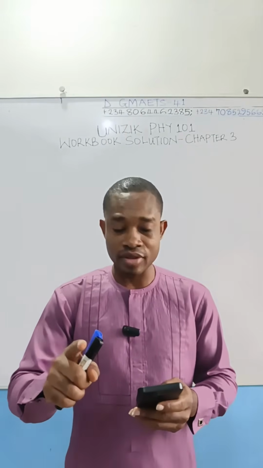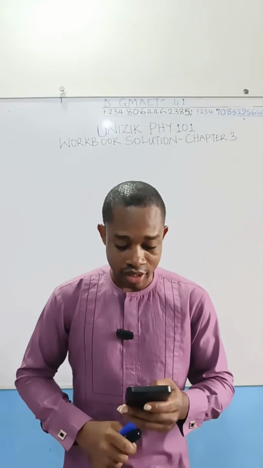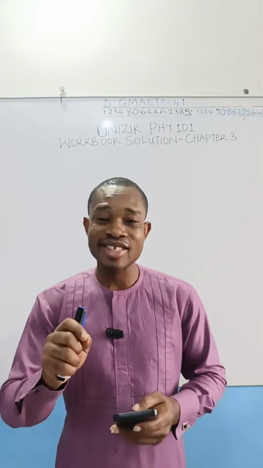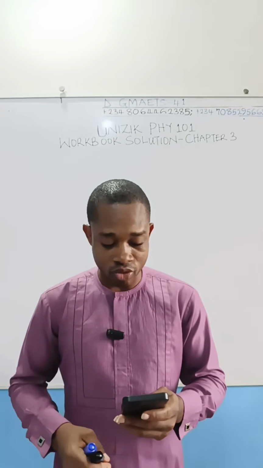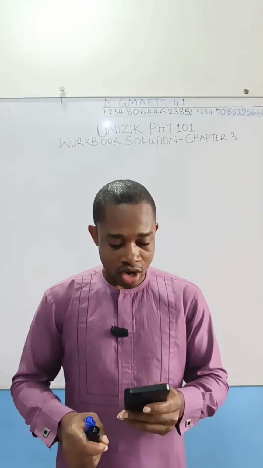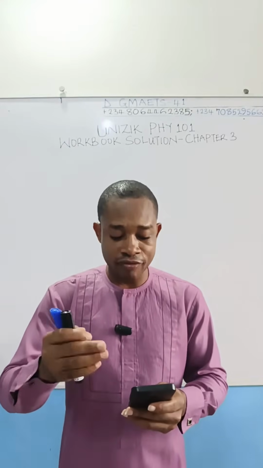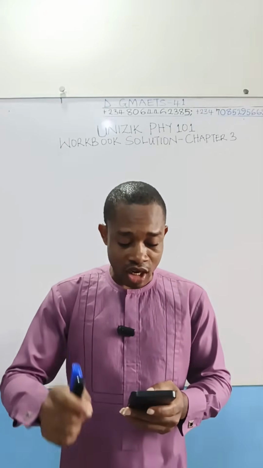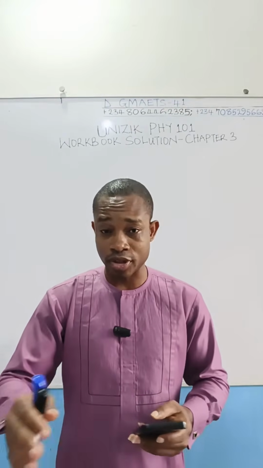Question number 11 reads: a sedan car accelerates uniformly from rest at the rate of 4 meters per square second. It attains a velocity of 25 meters per second and maintains that velocity for 15 seconds, and thereafter comes to rest after 5 seconds. So you see the description of the motion.